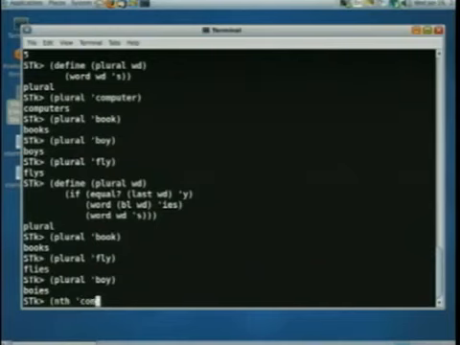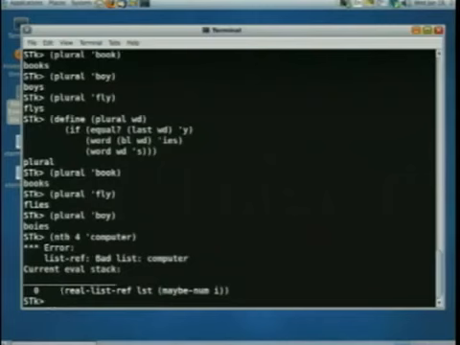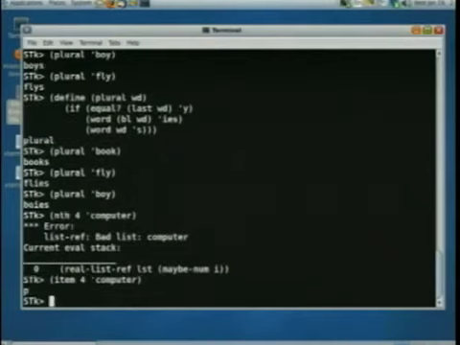Let's see. I think this, wait. No, it works this way. Nope. Whoa. That's interesting. Maybe I'm wrong. Maybe there isn't one. For words. Good question. Oh, there's item. Let's try that. Item for, quote, computer. Yeah, there we go. Item. Oh, yeah. Thank you for reminding me.